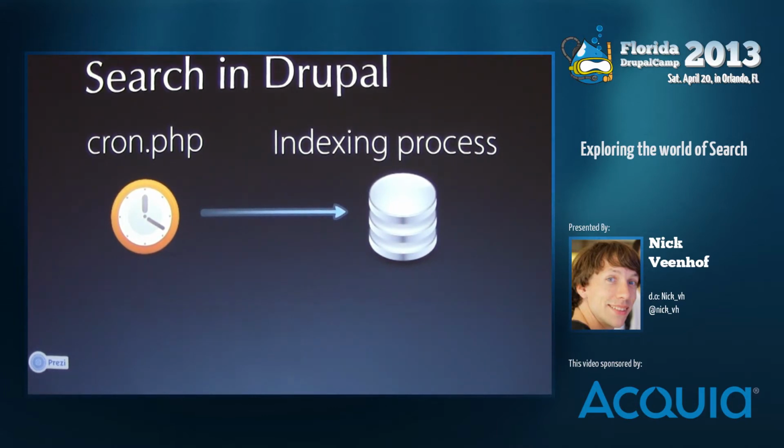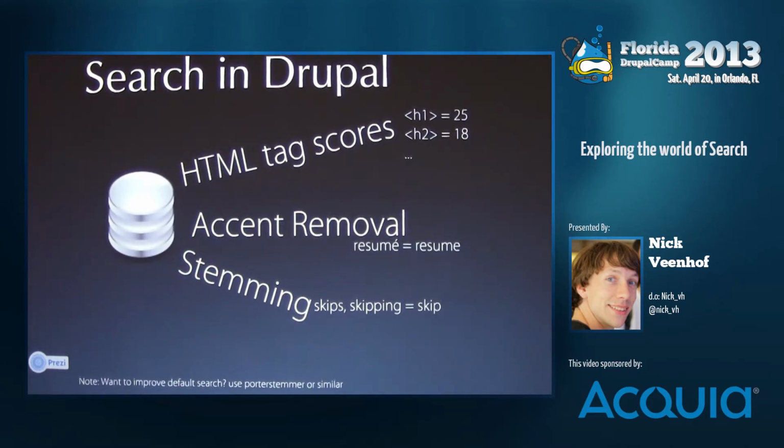So basically, cron, you run it, it goes through your content, 50 or 100 at a time, it does some processing, and it puts it in a database table as a unified content. How does it process it? It checks your HTML tags, it removes some accents, and it does some really basic stemming. That's Drupal core. For example, something in H1 is a little bit more important than something in H2. You can actually improve Drupal core a little bit if you use a module that's called Porter Stemmer, and that does better stemming for the English language.